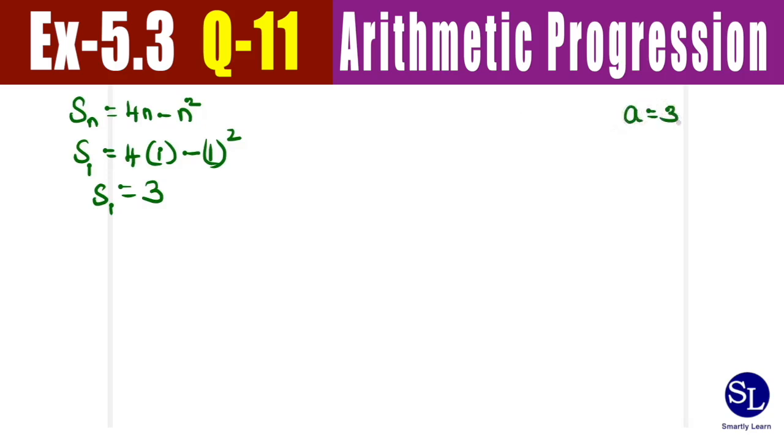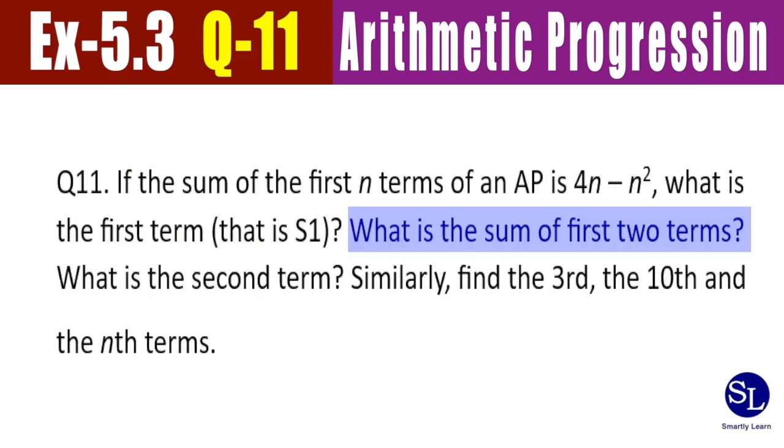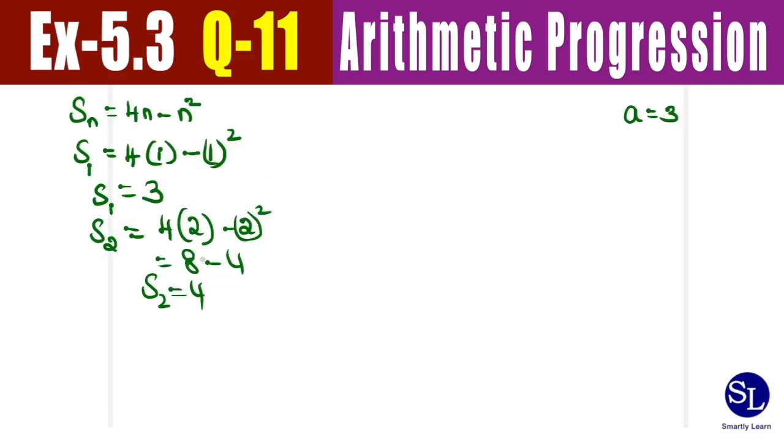So I'm noting it down separately. Now let's calculate S2. So S2 is equal to 4 into 2 minus 2 the whole square. So 4 2s are 8, 8 minus 4, which is equal to 4. So S2 is 4. I believe they asked what is the sum of the first two terms. So S2 is equal to 4. We are also supposed to find out the second term.